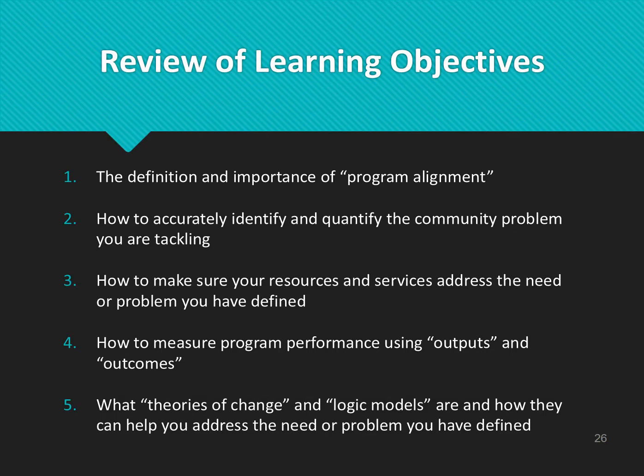The first step is to identify the community problem by looking at what's happening right now within that community. How to make sure your resources, objectives, and services are aligned to address the need or problem you've defined. Once you have quantified the nature and scope of the problem, you need to determine or identify the resources you have available to address that problem.